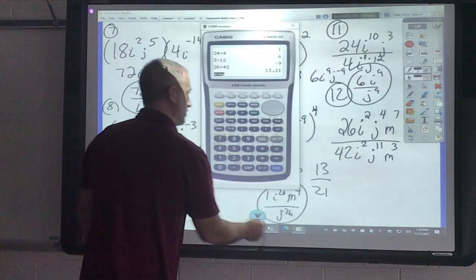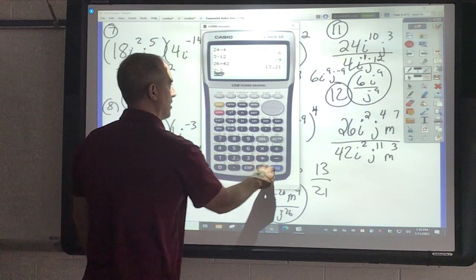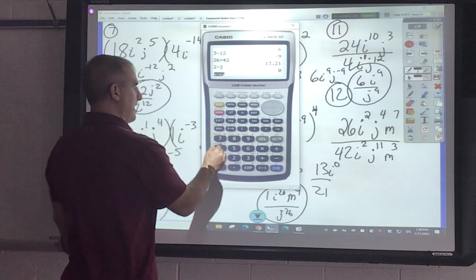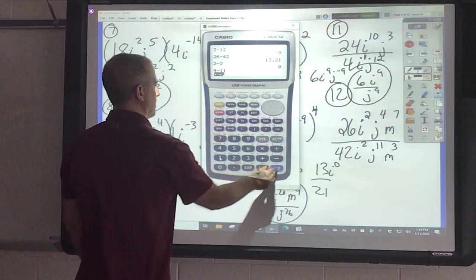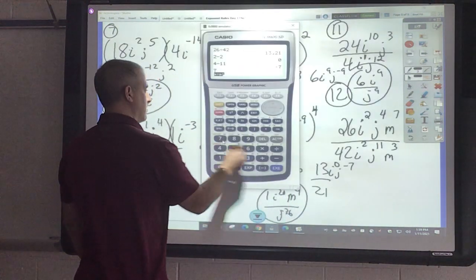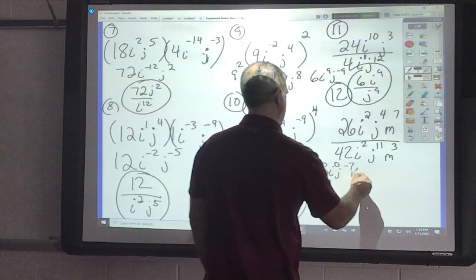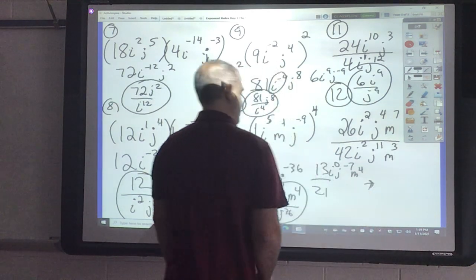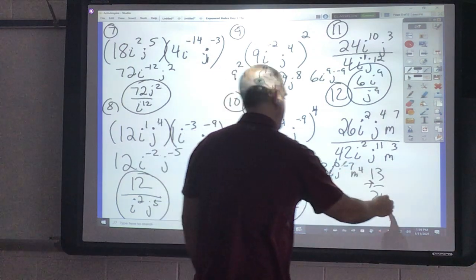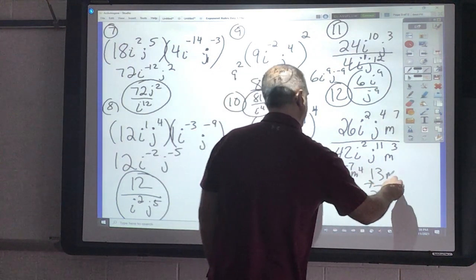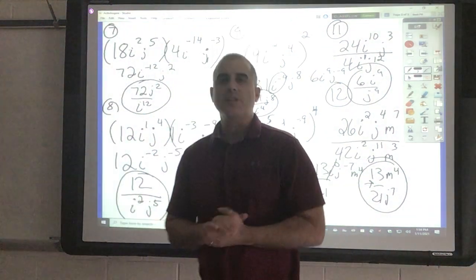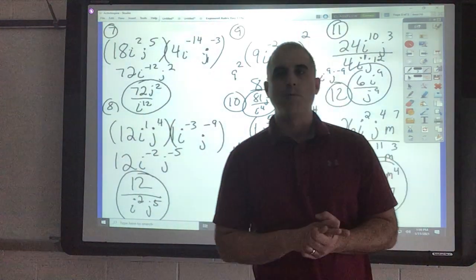Okay, 2 minus 2 is 0 for I. 4 minus 11 is negative 7. And 7 minus 3 is 4. Okay, so you have 13 over 21. The I to the 0 goes away, J to the 7th goes down underneath, M to the 4th stays up top. Okay? So that's a good start to the exponent rules. Next class, we'll keep going over those and introduce a couple more challenging ones.